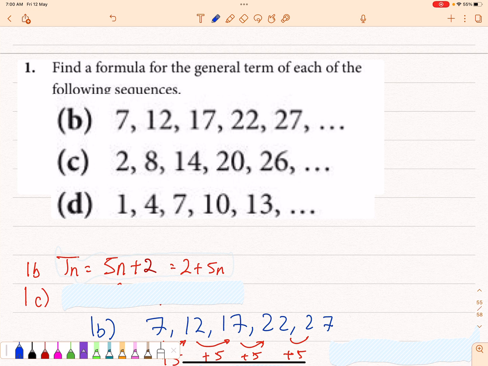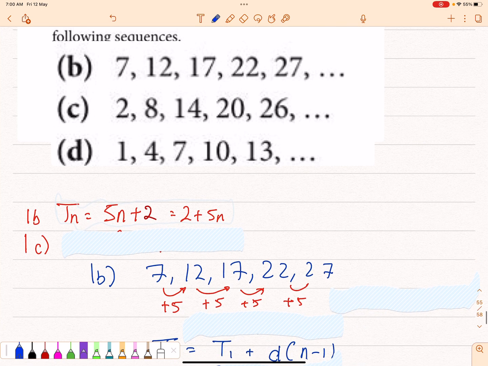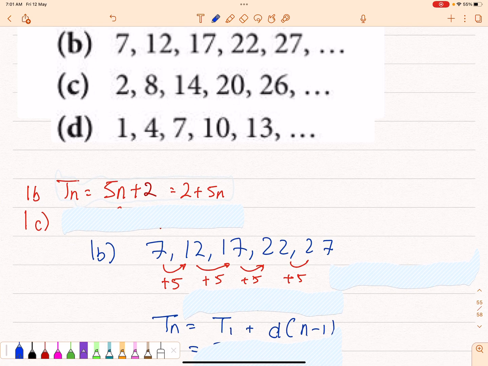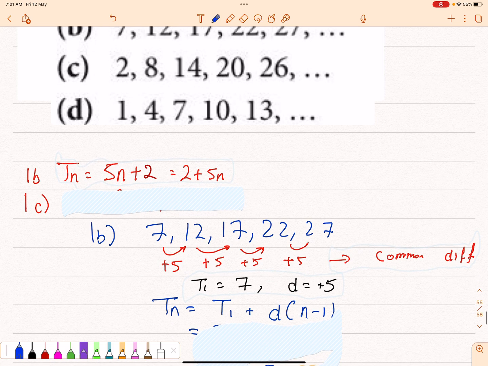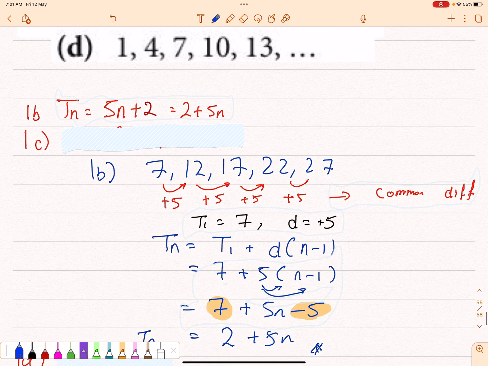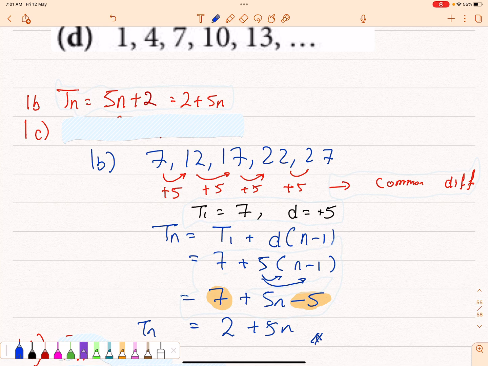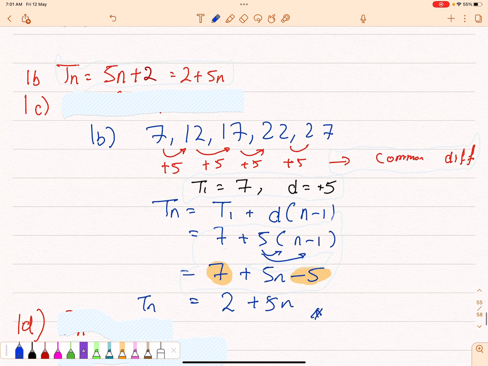1b, do you get term n is 5n plus 2 or 2 plus 5n? Now let's take a look at b on how to solve it very quickly. Copying the pattern down, I noticed that from 7 I need to plus 5 to get 12. From 12 I need to plus 5 to get 17. And because this is a common difference, we say that term 1 is 7, D, the difference, is plus 5. And because of that, I can calculate the term n, substituting in T1 is 7 and D is plus 5. Expanding the bracket, I will have 7 plus 5n minus 5. 7 and minus 5 are numbers, so I can group them together. So the answer will be 2 plus 5n.